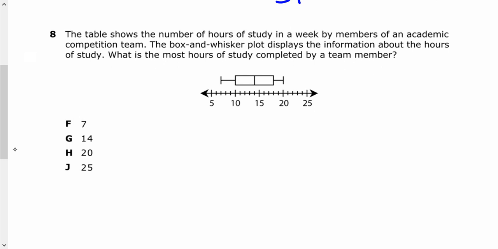Number 8, the table shows the number of hours of study in a week by members of an academic competition team. The box and whisker plot displays the information about the hours of study. What is the most hours of study completed by a team member? The most hours of study would be this top number here, which is 20.